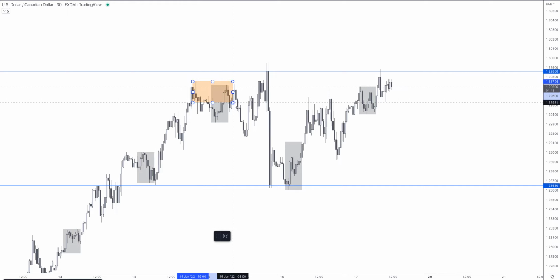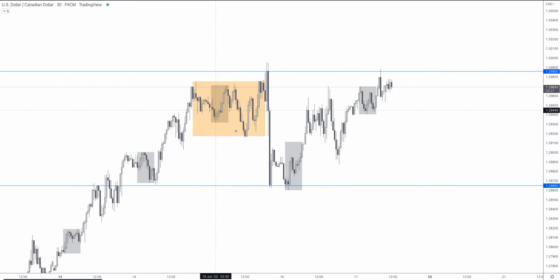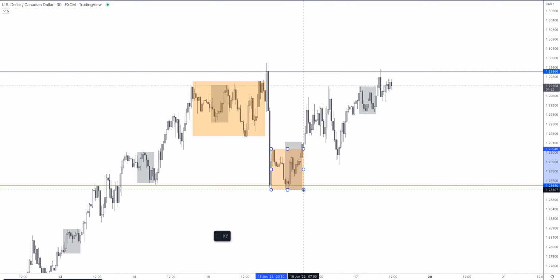Okay, so if you mark off this section here, you can see that nothing's really happening. We're building up accumulation ready for the next move. Now I also want to just identify this area here. What I'm looking at is the accumulation phase.